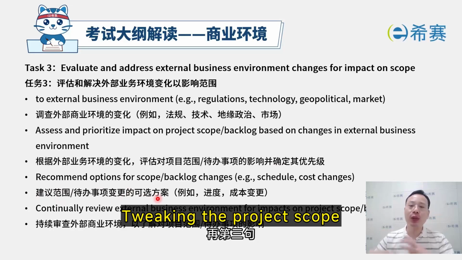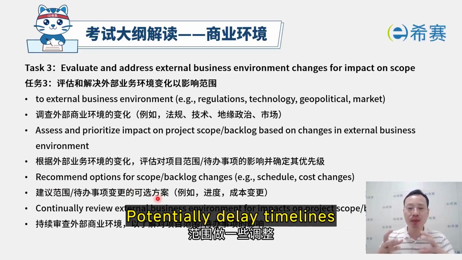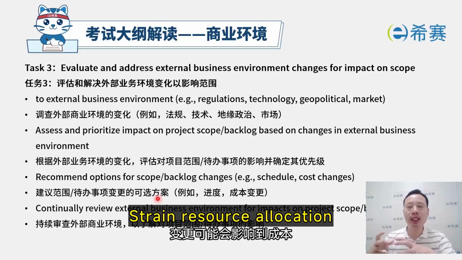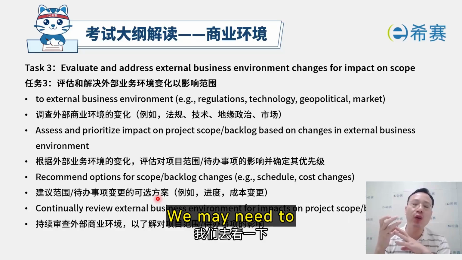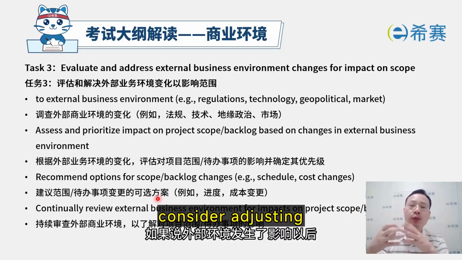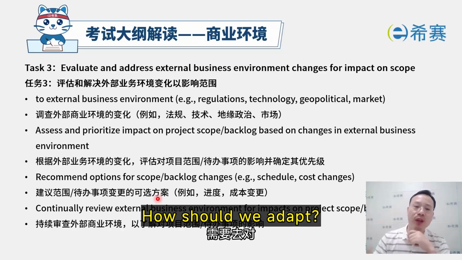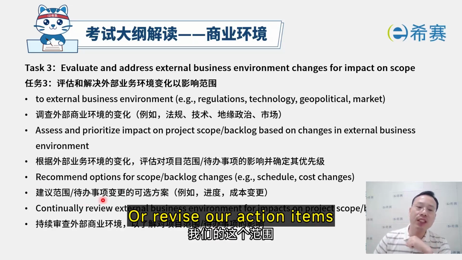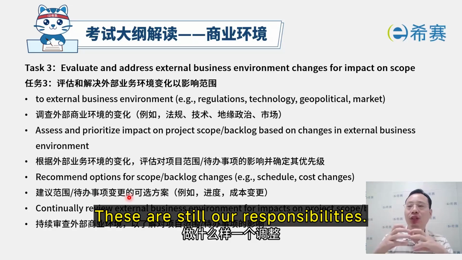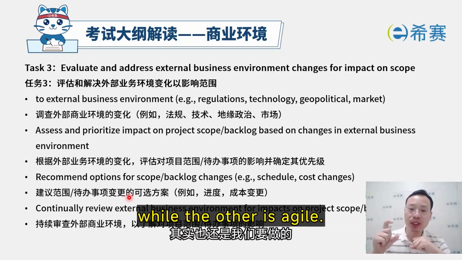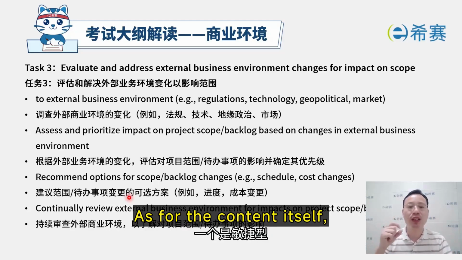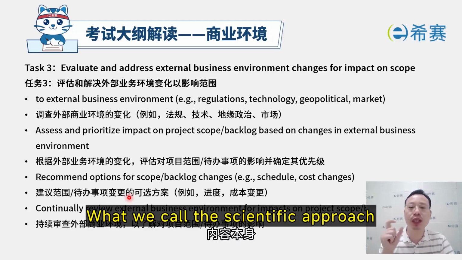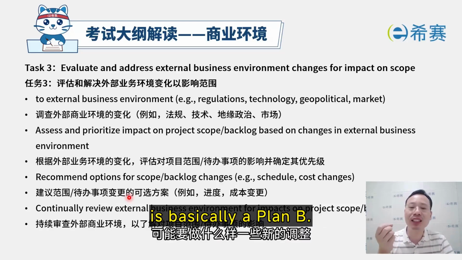Tweaking the project scope. Scope changes may impact budget, potentially delay timelines, and strain resource allocation. Let's examine this. When external factors change, we may need to consider adjusting our project parameters. How should we adapt or revise our action items? These are still our responsibilities. One approach is predictive, while the other is agile. Essentially, these are our tasks. As for the content itself, we might need to make some adjustments. What we call the scientific approach is basically a plan B.